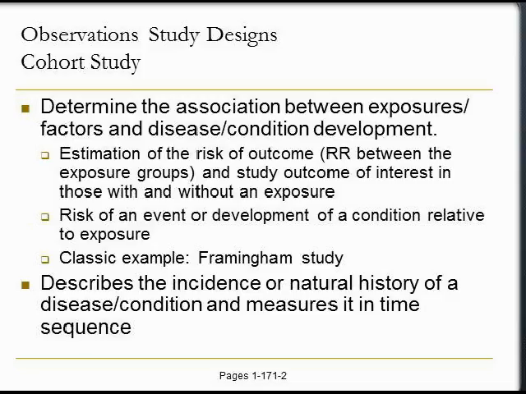It took place in Framingham, Massachusetts, in which a cohort of individuals from that village in New England was followed over time. In this case, still being followed over time. Started in the 1950s, I think, and we're still following that cohort or the offspring of that cohort over time. So the cohort study describes the incidence or natural history of a disease or condition and measures it in time sequence. Different than a case control study and different than the next observational design that we'll discuss.